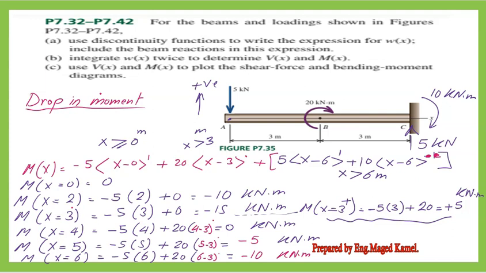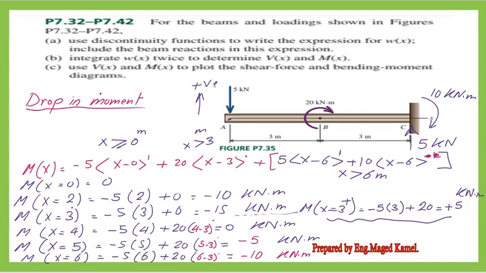If we consider x equals 3 plus a small value, more than 3, we have minus 5 multiplied by 3 raised to the power of 1 plus 20 (x minus 3), where we consider this as a positive value raised to the power of 0. It will become 1, so we will add the 20 here. Minus 15 plus 20, we have plus 5 kilonewton meter. So there is a drop from minus 15 to plus 5. The total drop value is 20, which is the value of the moment acting.